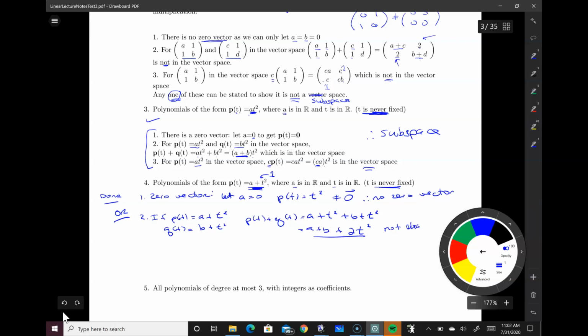It is not closed under addition. And again, I could be done if I just did this alone. Or, I'm just going to show it to you so you can see.